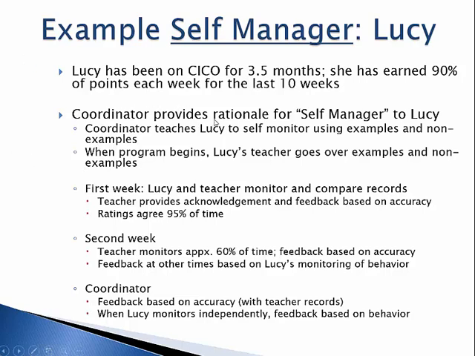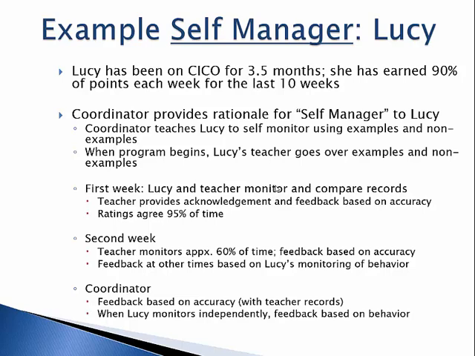But in this case, the coordinator would meet with Lucy and provide a rationale for why we would be transitioning to being a self-manager. Might do some training and support with her around using some examples and non-examples to see that she can score herself accurately as a self-manager, although she's been on the program for 3.5 months, so she may have a lot of that pretty well figured out. But the process might be in the first week, Lucy and her teacher monitor, they both score, and then they maybe compare records, and we want to see that their ratings are agreeing 90-95% of the time. And the teacher would provide acknowledgement and feedback on the behavior, but also based on the accuracy of Lucy's ratings.